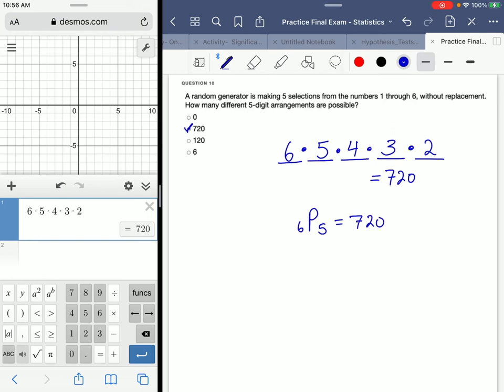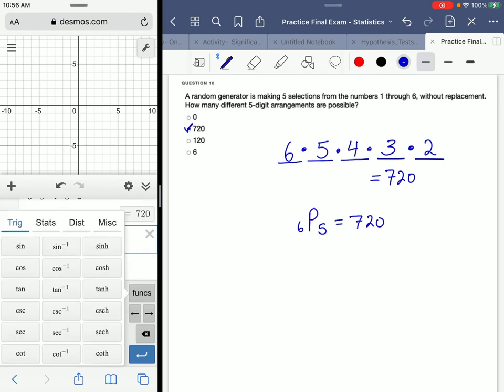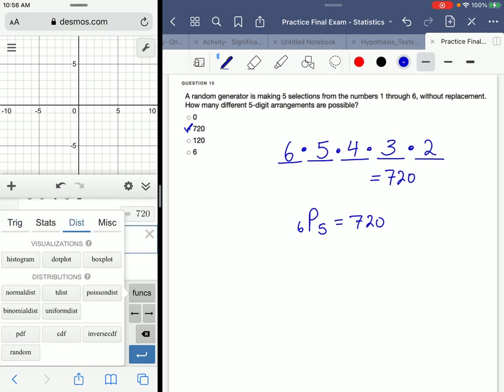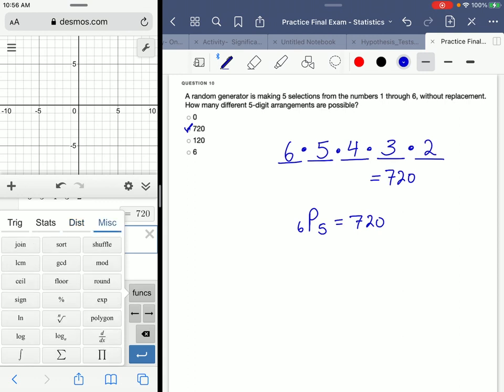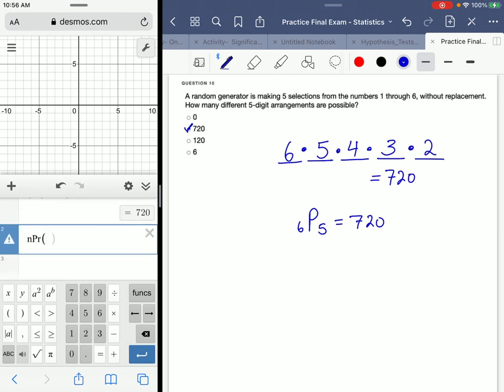All right, you'd have to use a built-in function from Desmos though. Let's see if I can remember where it is, and I don't think I can. Oh yeah, there it is, it's under stats. So stats, nPr, you would type this in as nPr, and then you put in the first number, comma, the second number, so 6, 5. And that would give you the 720.